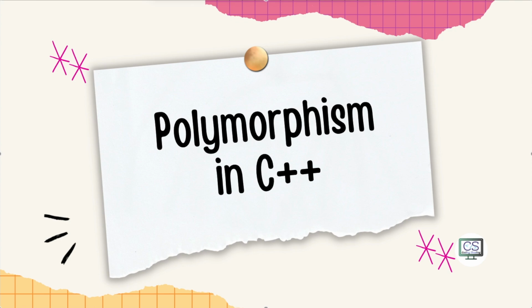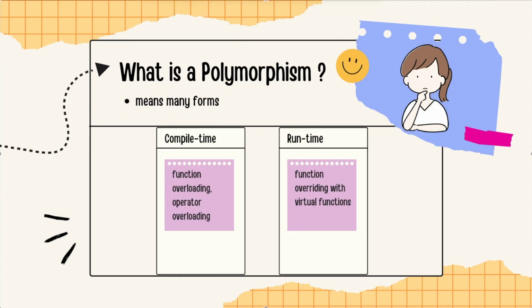Today, we are learning about polymorphism, another core pillar of object oriented programming. Polymorphism means many forms, the ability of one function, operator, or object to behave in different ways. In C++, polymorphism allows the same function name or operator to perform different tasks depending on context.